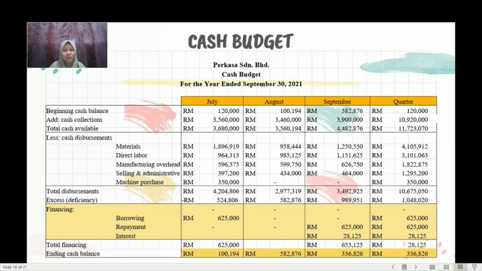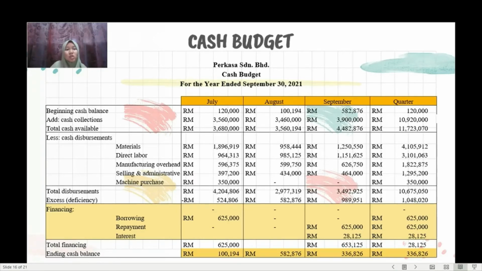Next, we go to the cash budget. So how we perform the cash budget is we begin with the beginning cash balance for each month. For example, in July, we take the beginning cash balance from the balance sheet as at June 30, which is RM 120,000. We add the cash collections for each month from the expected cash collections. And the total cash available is the sum of the beginning cash balance and the cash collections.